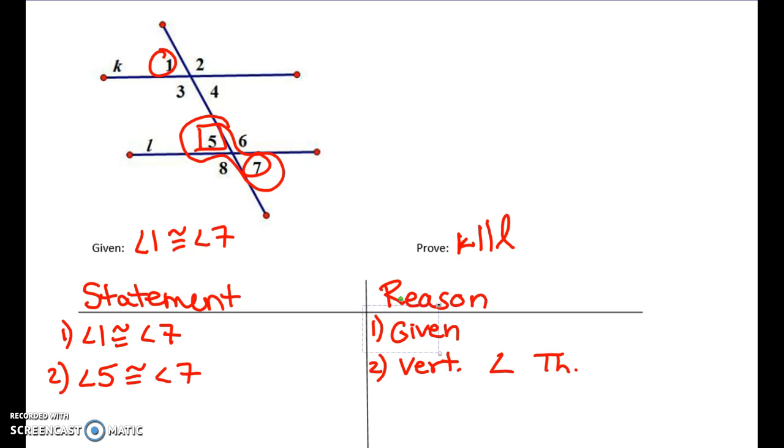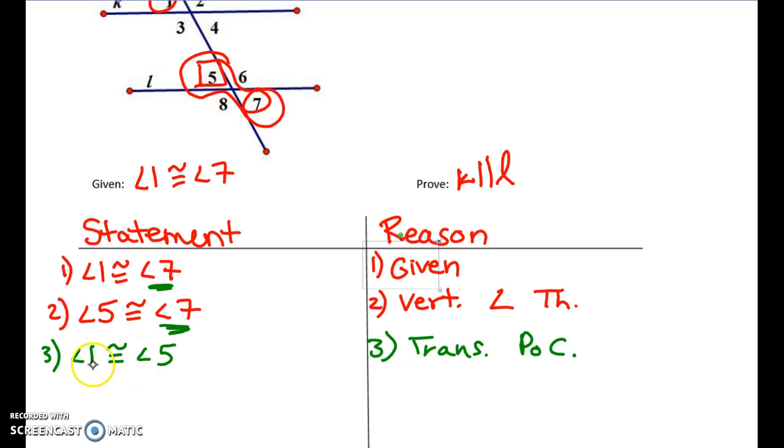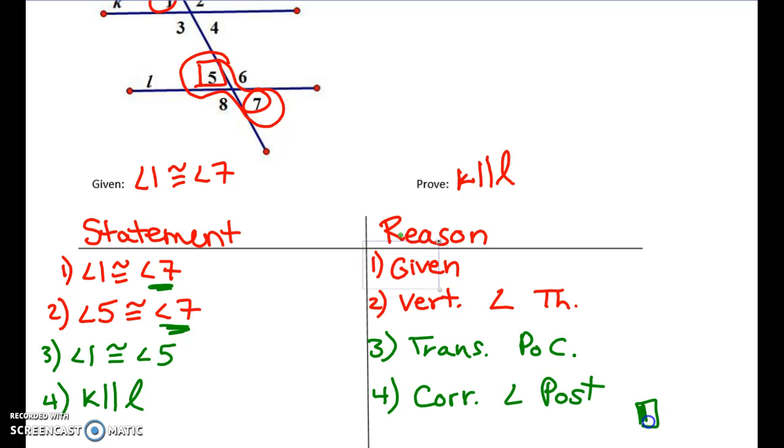So we're able to say that they're congruent by the vertical angles theorem. But now look, I've got 1 congruent to 7 and 5 congruent to 7, so now I'm able to say that angle 1 is congruent to angle 5 by my transitive property of congruence. And so if those are congruent angles, well, they're corresponding angles, therefore I'm able to say that my lines are parallel by the corresponding angles postulate. And at that point, I have proven that statement.